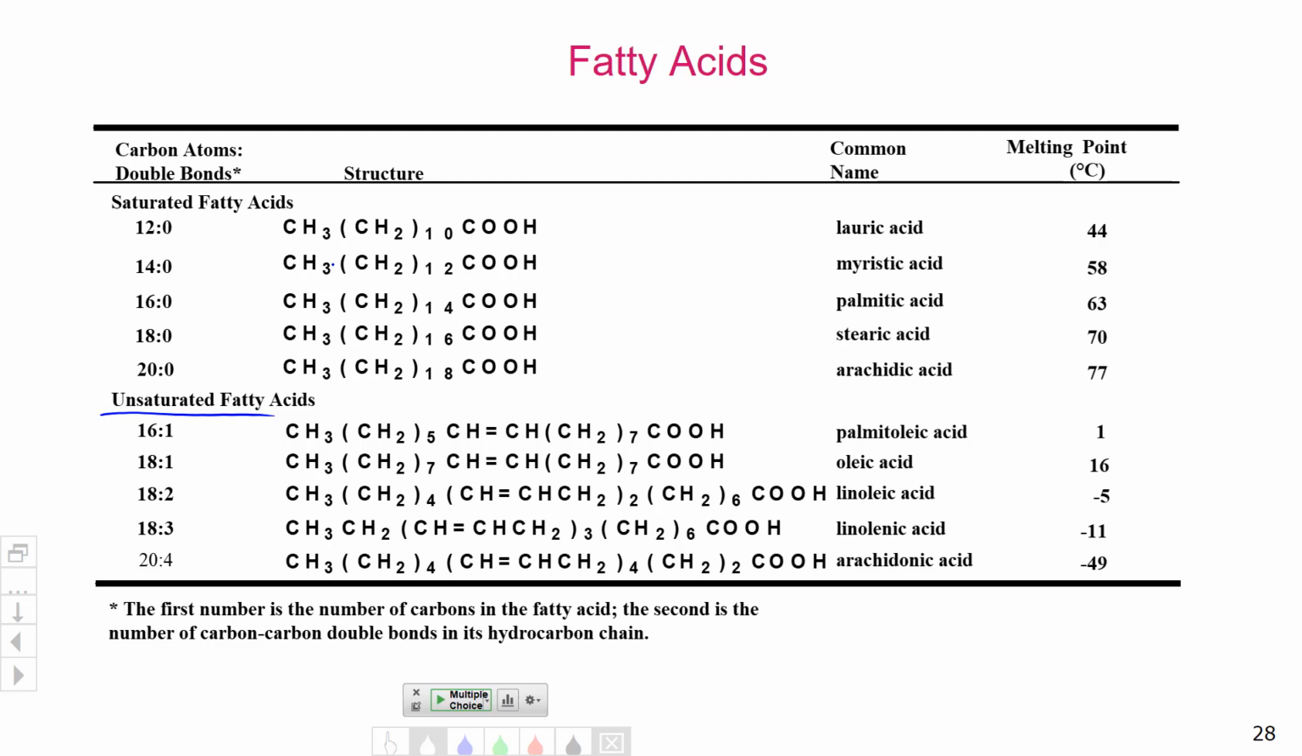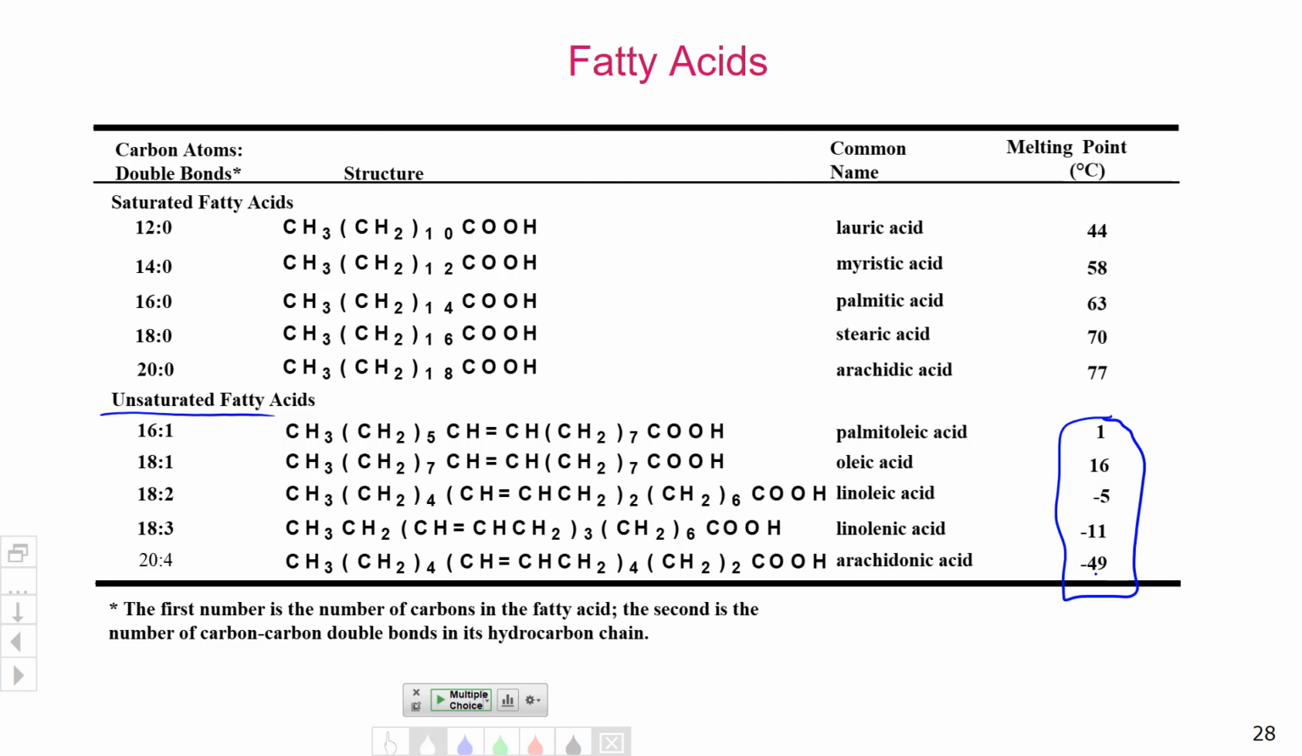Now, if we look at the melting point, this is in Celsius. Room temperature is usually between 20 and 25 Celsius. We can see that all unsaturated fatty acids are liquid at room temperature. If you look at the melting point, it is below room temperature in Celsius. So these are the oils that we use, like olive oil, corn oil, any other type of oil. I can keep going, whether from vegetables or animals.